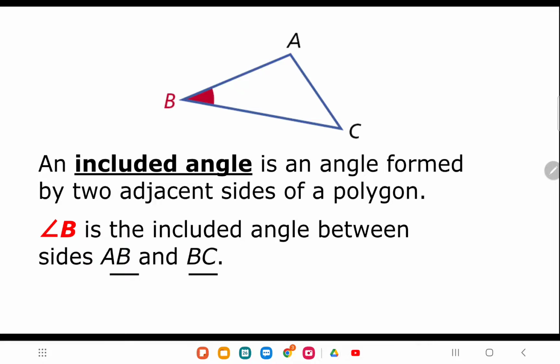Here's a new vocabulary term, an included angle. An angle that is included is an angle that is formed by 2 adjacent sides of a polygon. So in this diagram, angle B is the included angle between sides AB and BC.